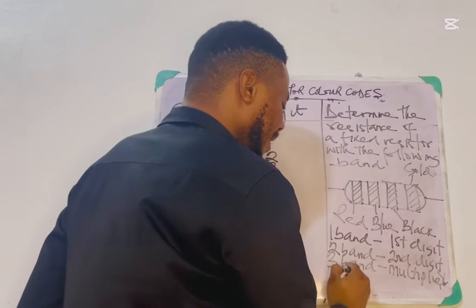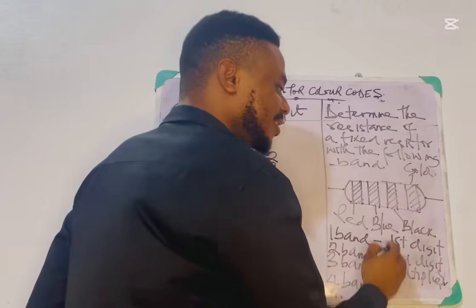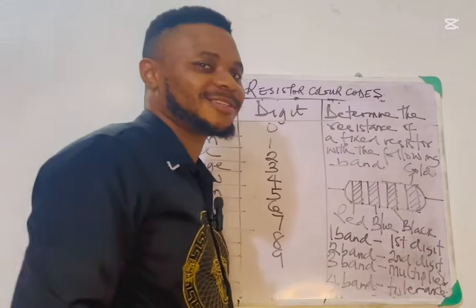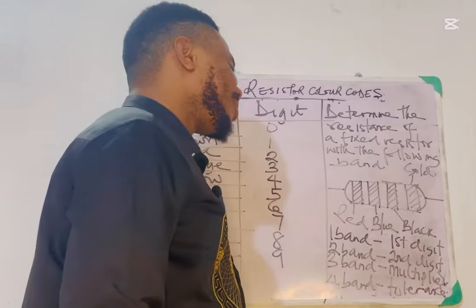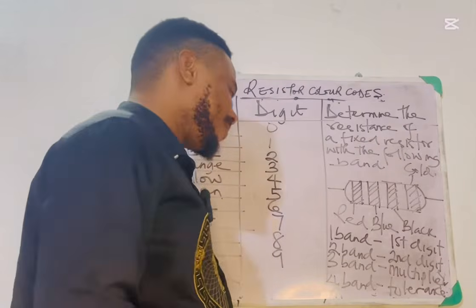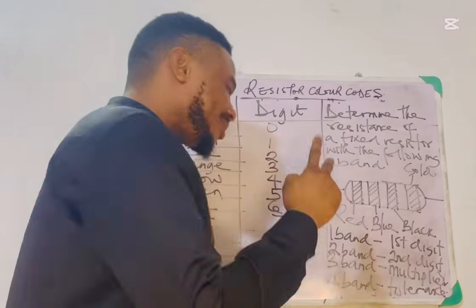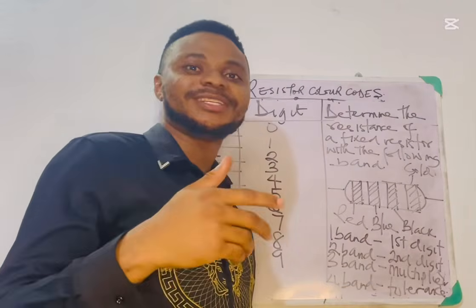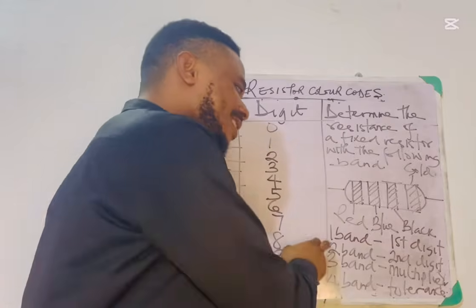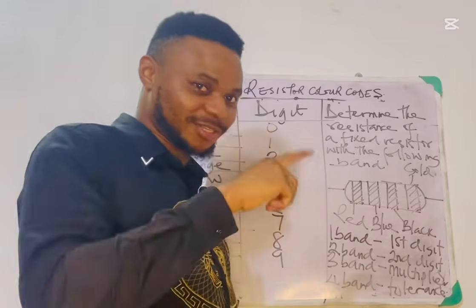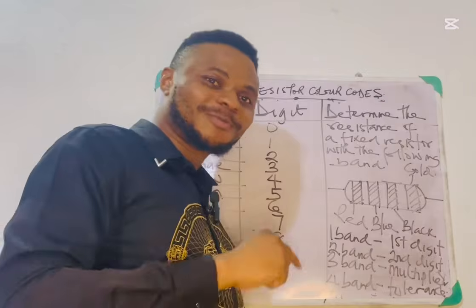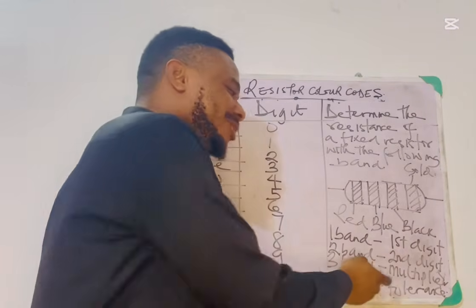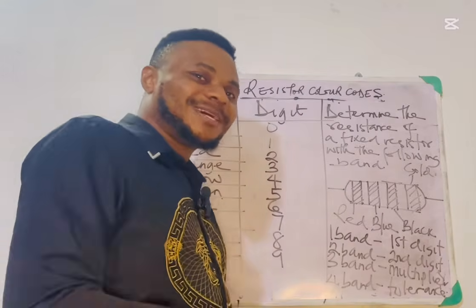Why band 4, the fourth band, is called the tolerance. If you have a 4 band resistor, the first band is the first digit, second band second digit, third band multiplier, then fourth band tolerance. If it is a 3 band resistor, first band first digit, second band multiplier, then third band tolerance. So basically, the second to last band is always the multiplier. The last band is always the tolerance.